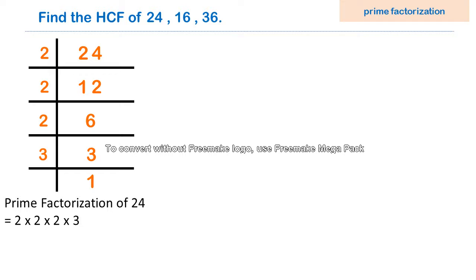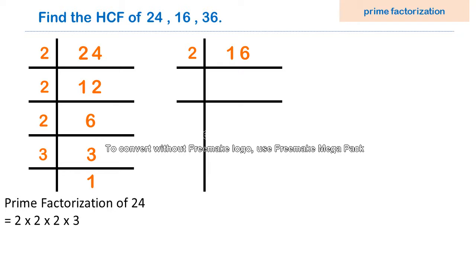Let's find the prime factors of 16. 16 is an even number. So we start our prime factorization by the smallest prime number 2. So write 2 to the left of 16 and divide. We get 8. So write 8 below the 16.